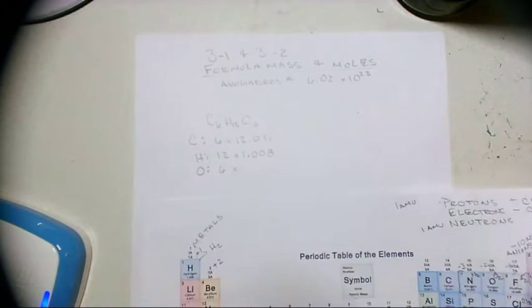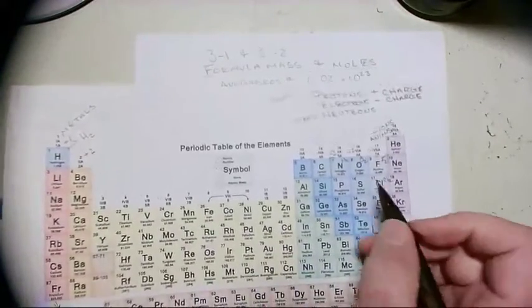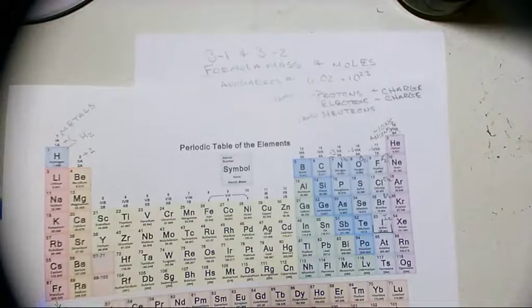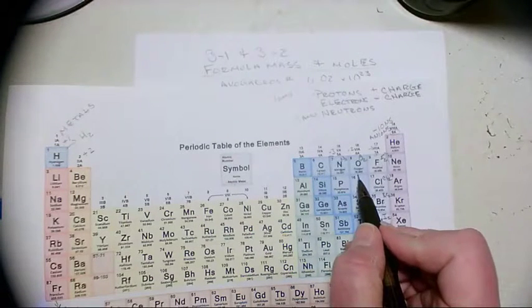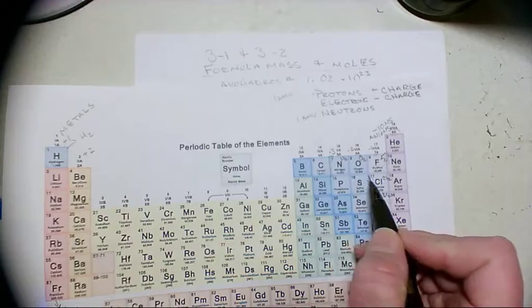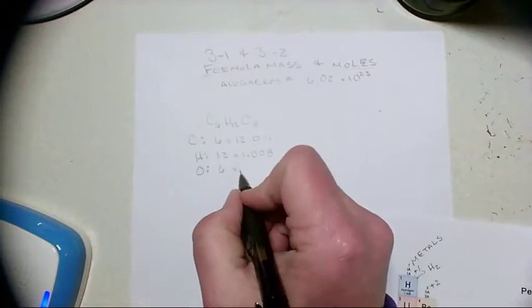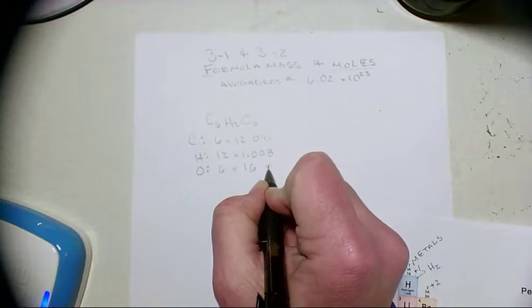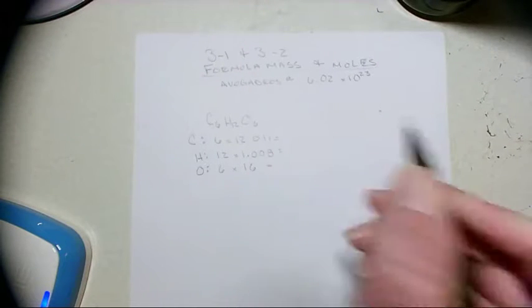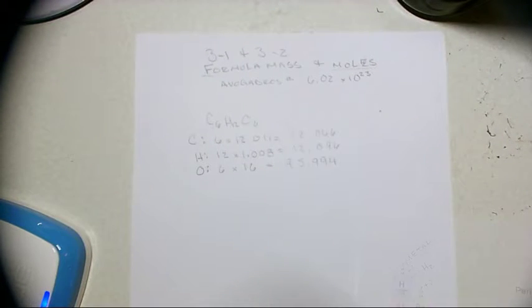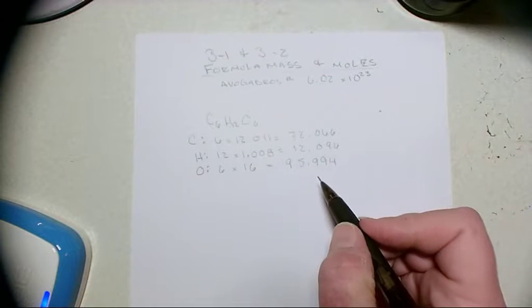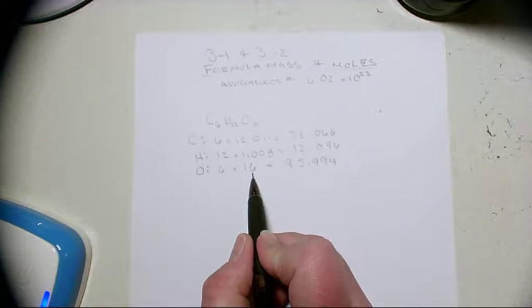So 6, now let's go to our periodic table. Oxygen, I have 15.999. I'm just going to go ahead and round that up to 16. Let's see what these come out to on the calculator. Okay, so when I put it into my calculator, I want to point something out.